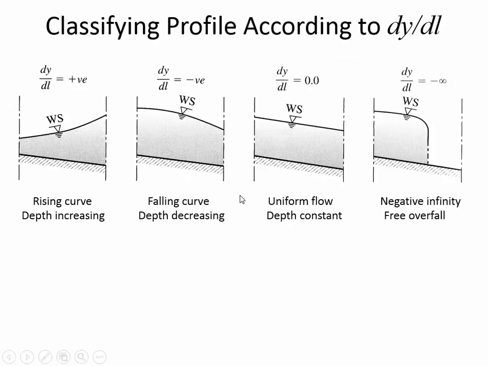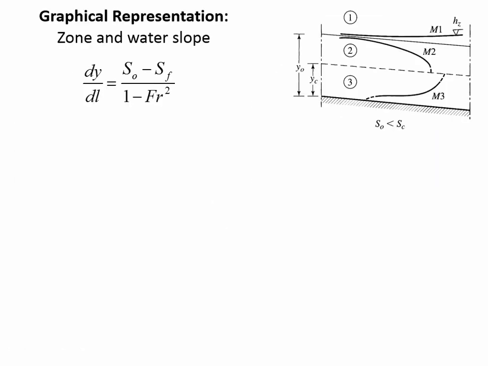If you look at the water surface increasing, we know that is because dy/dl is positive. If it's decreasing, that's because dy/dl is negative. If it's constant, that's from uniform flow. And there's a special case where you've got water going over the edge, negative infinity, or it could be during a flash flood where it's not steady conditions.